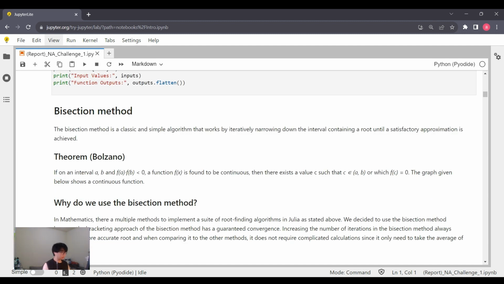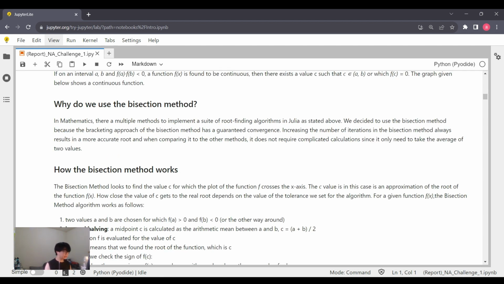The bisection method is a classic and simple algorithm that works by iteratively narrowing down the interval containing a root until a satisfactory approximation is achieved. The theorem is: if on an interval [a, b], f(a) times f(b) is less than zero, and the function f(x) is continuous, then there exists a value c in [a, b] for which f(c) is equal to 0.